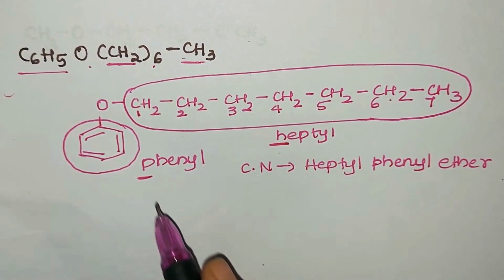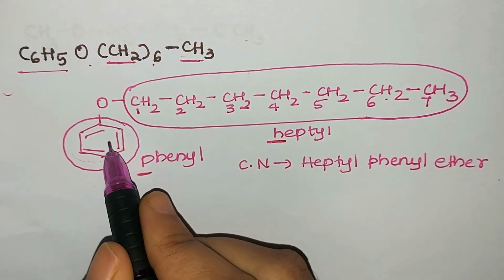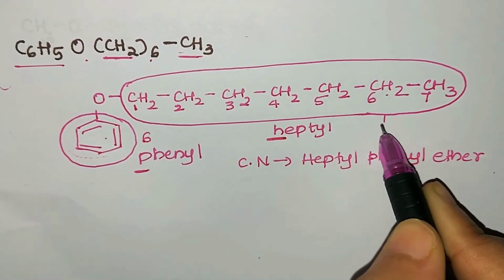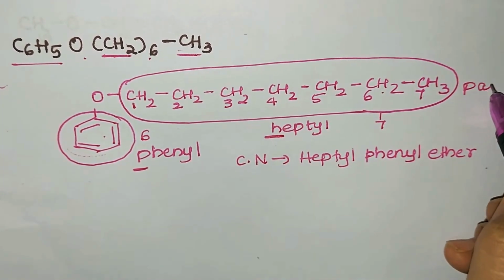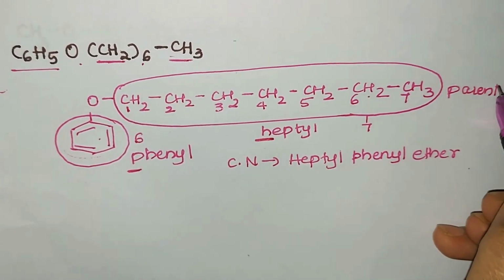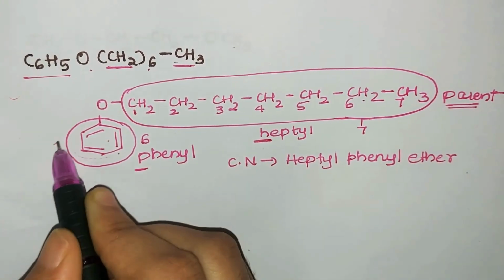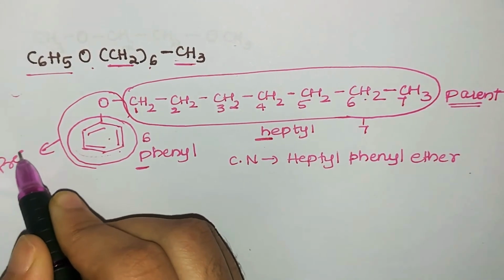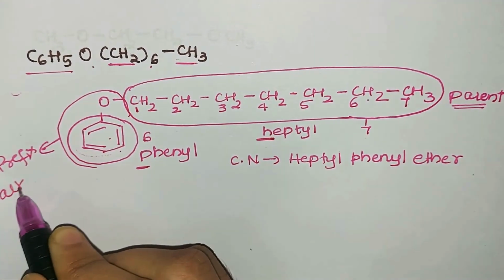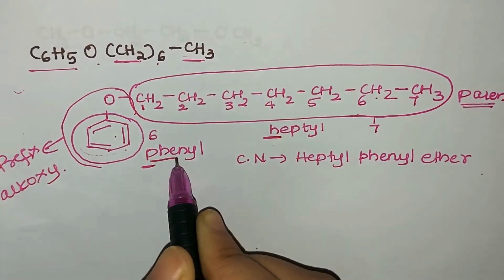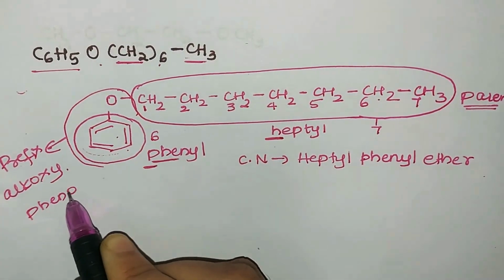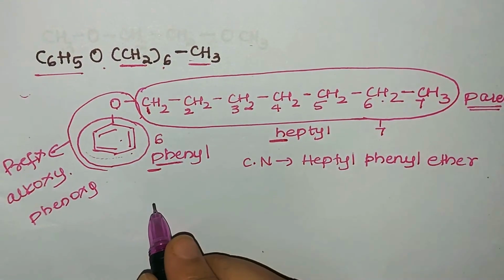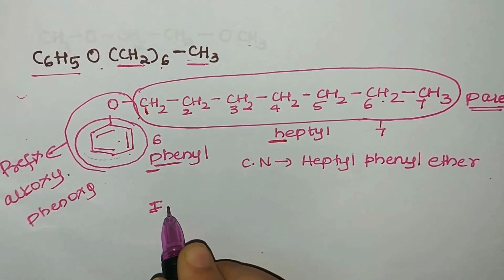What will be the IUPAC name? See, the benzene ring has 6 carbon atoms, whereas heptyl has 7 carbon atoms. Thus heptyl will act as the parent chain and the benzene ring will act as the prefix. Now you have to consider that oxygen is attached to the benzene ring. That means it was a phenyl group to which oxygen is attached, hence it becomes phenoxy, the alkoxy group. We will consider the carbon to which the phenoxy group is attached as the first carbon atom.